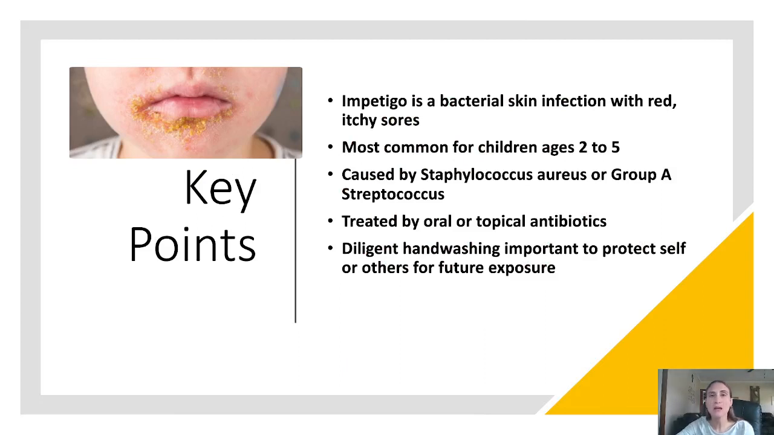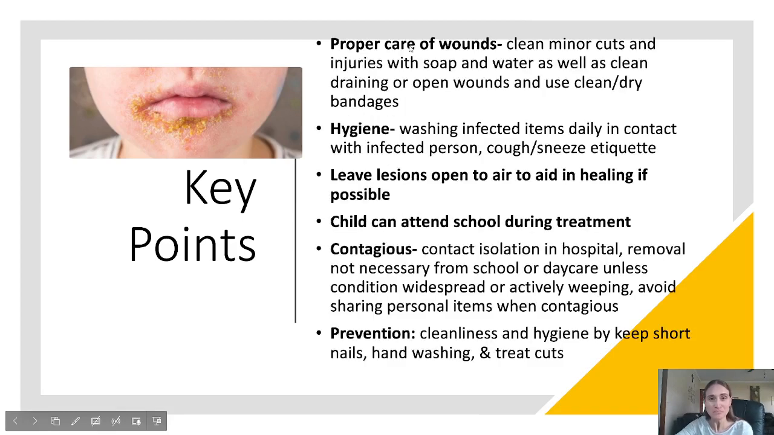Lastly, I want to end with some key takeaways about impetigo that are very important to know. First and foremost, it is a bacterial skin infection. Red, itchy sores are a common characteristic. It's common for those ages 2 to 5. It's caused by Staphylococcus aureus in infants and group A streptococcus in children and those who are older. Treatment is oral or topical antibiotics. Hand washing is very important. This helps protect others and yourself from future exposure. So having hand washing at the forefront of what you do is very important.